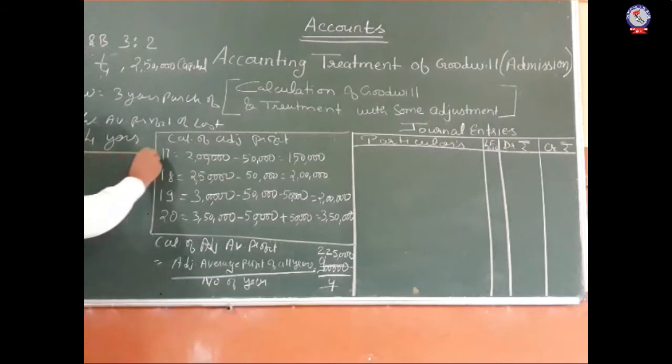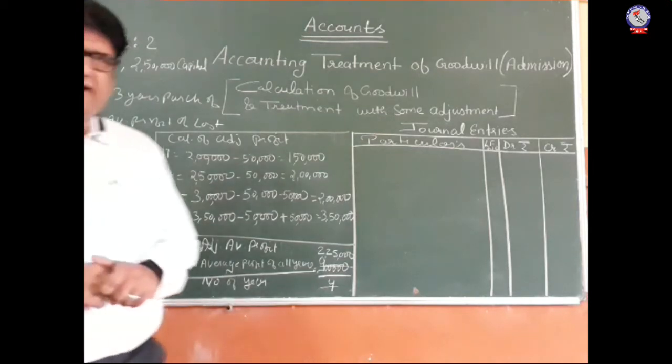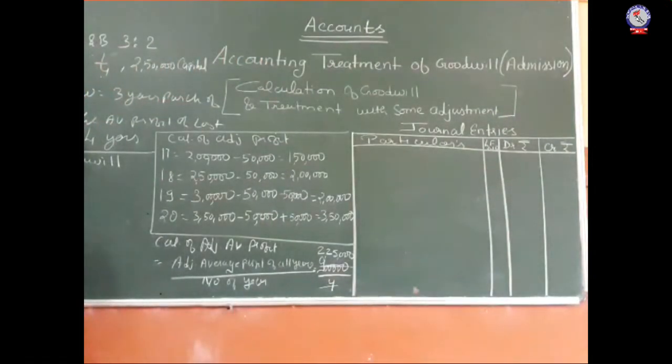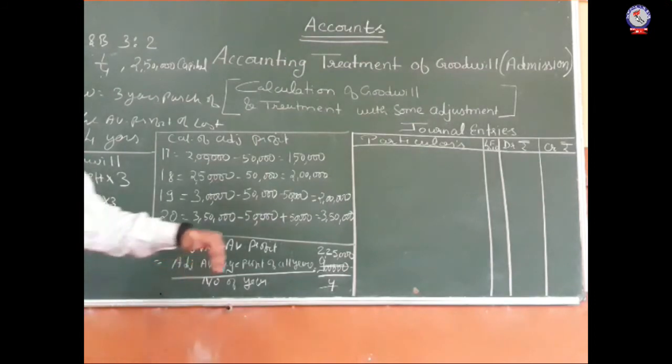Now we will be seeing the valuation of goodwill. So goodwill is 3 times of the adjusted average profit. It is said here 3 years purchase. So goodwill equals adjusted average profit into 3. So 2,25,000 into 3 equals 6,75,000 rupees. So this is the amount of goodwill of the firm.